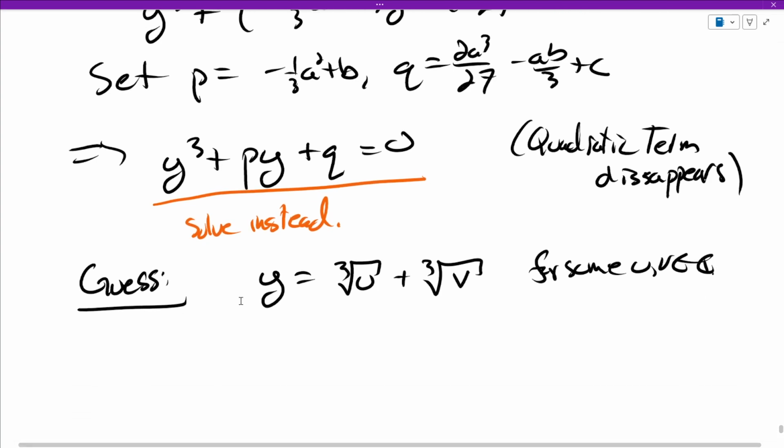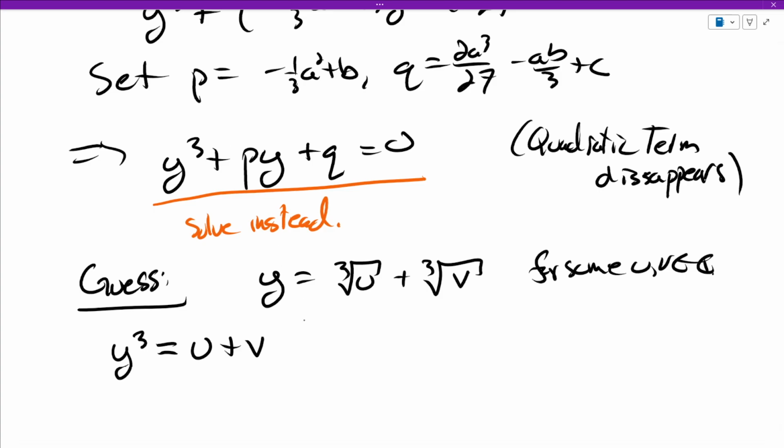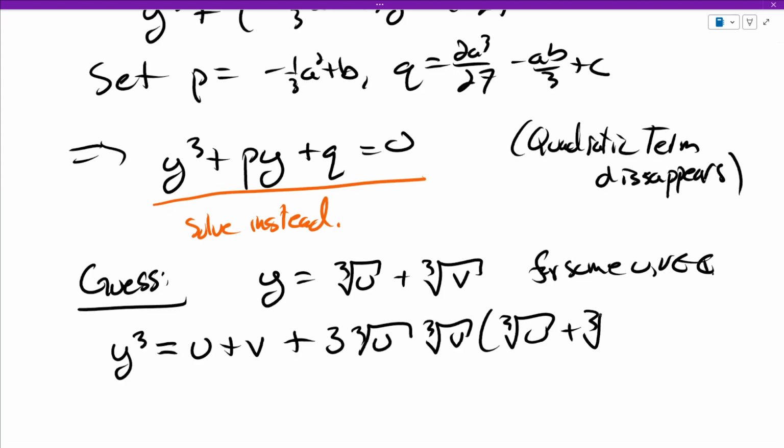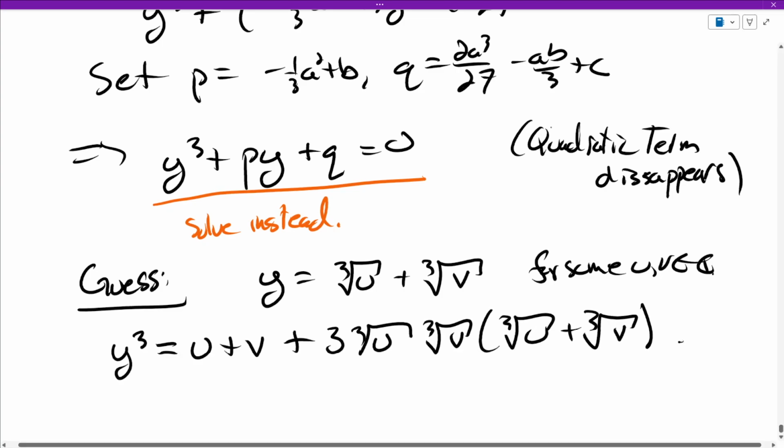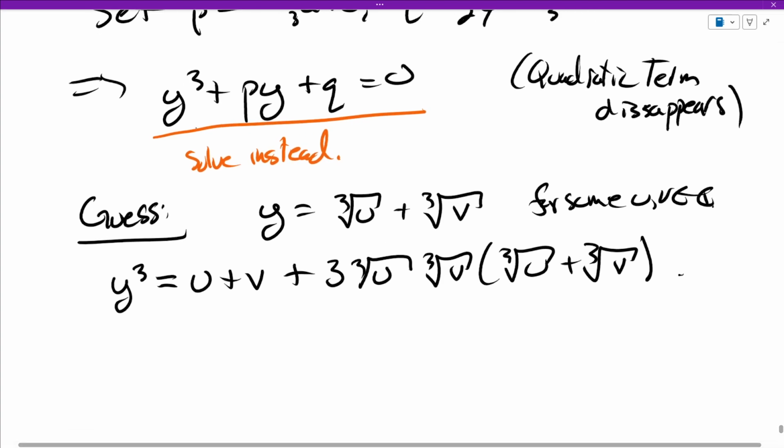And if we make that guess and we go ahead and cube y, what we're going to get for y cubed is u plus v, because we're going to have to substitute our guess in. If you do the binomial theorem on cubing that, you get u plus v plus 3 cube root of uv, and then the cube root of u plus the cube root of v. Great. All right, so now we're going to plug y and y cubed into that equation.